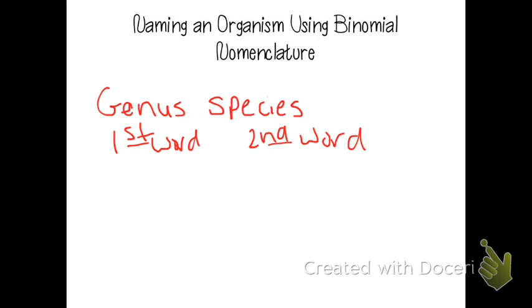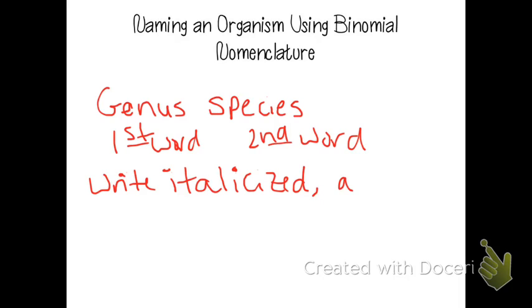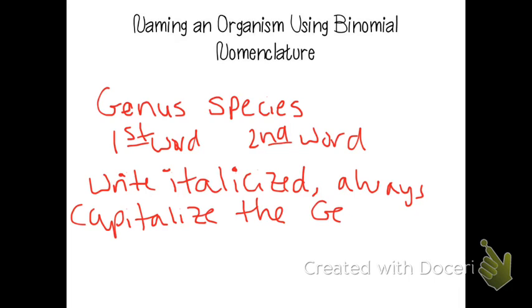When we write these, we're always going to write it italicized, which means slanted, or you can underline it. And you always capitalize the genus, but not the species.